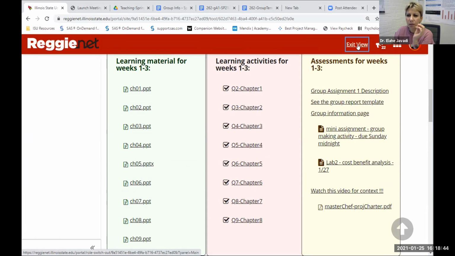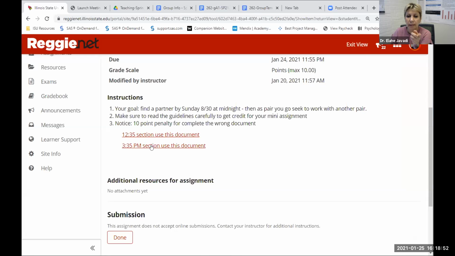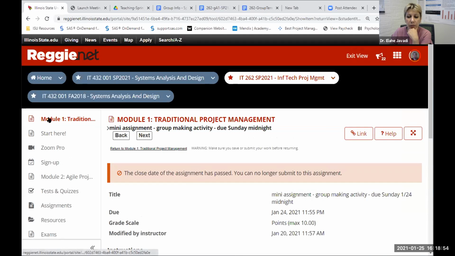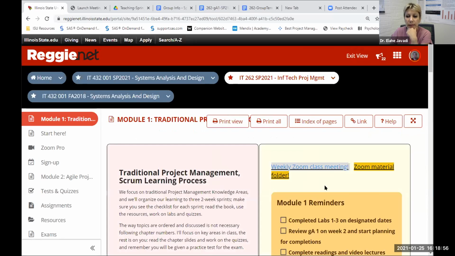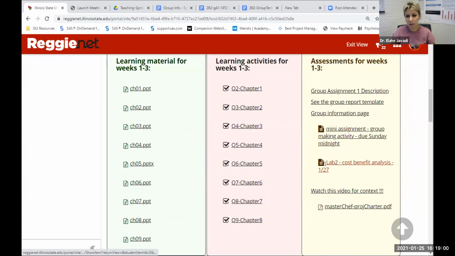If you haven't looked at your classmates' schedule yet, go ahead, click on mini assignment and find your class section, see if you can find a pair. I would say you finding a partner is better than you being assigned to a group totally randomly. At least you can look at the schedules and see if your schedules are compatible.